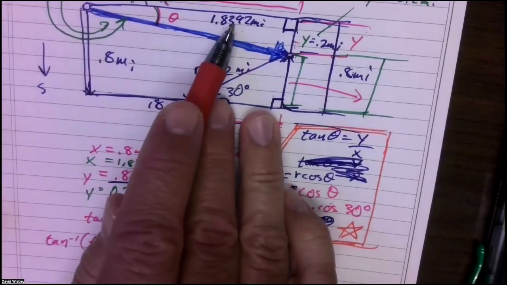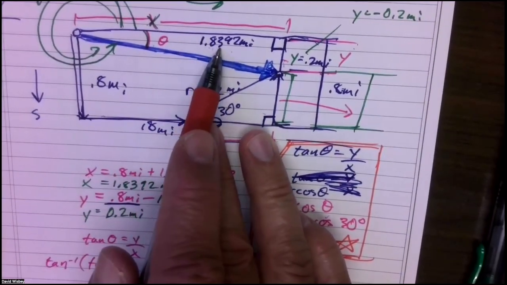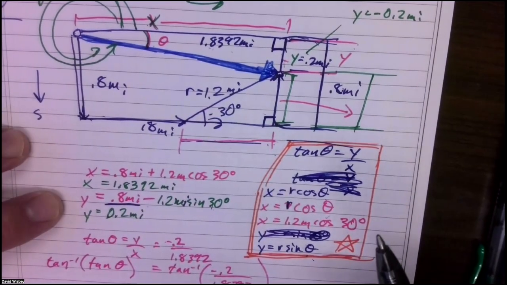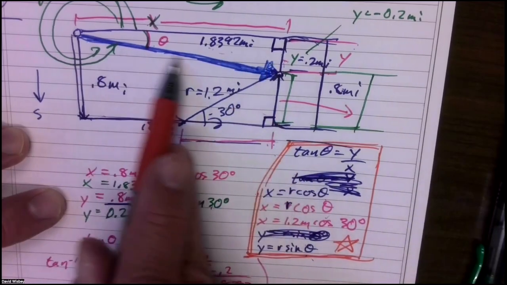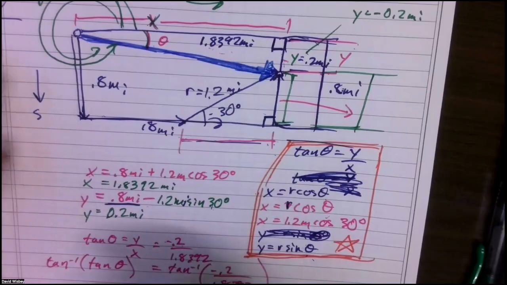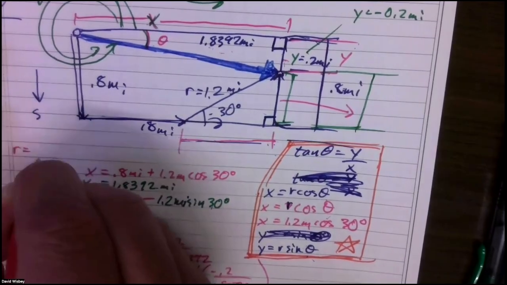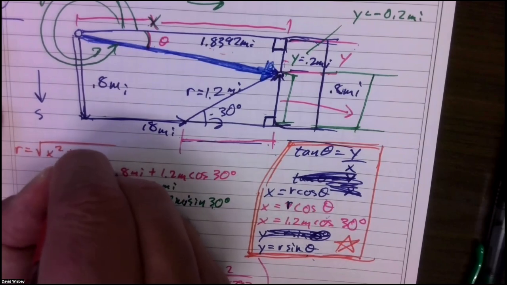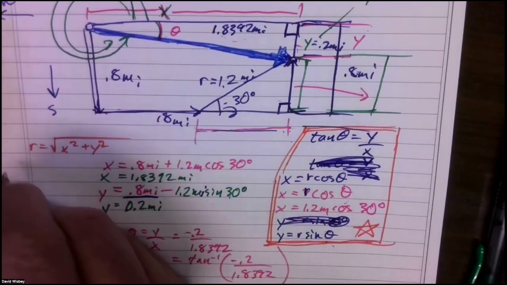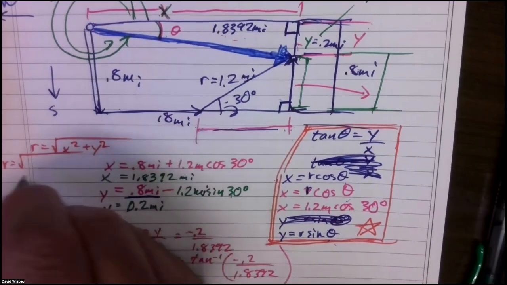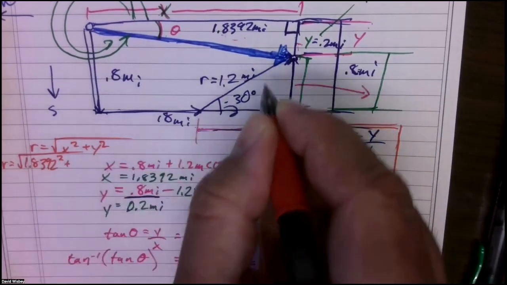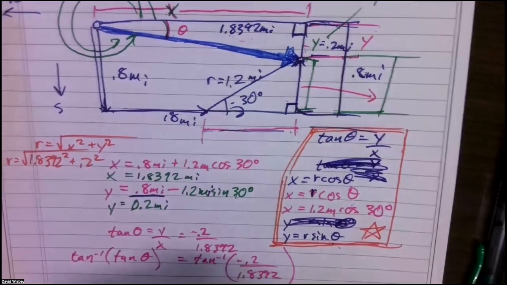Since this is a triangle, we can use the Pythagorean theorem. You can do it with vectors, and I think I showed that in a video. But basically we're just going to find the hypotenuse of our triangle. So r is going to equal the square root of x squared plus y squared. And so I can put in my numbers here. R equals the square root of 1.8392 squared plus 0.2 squared.